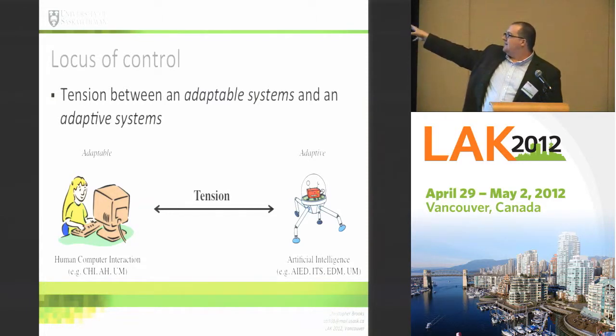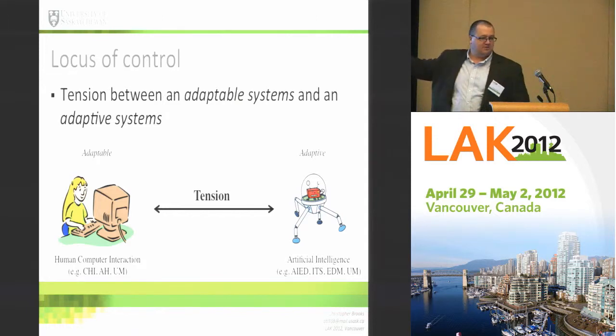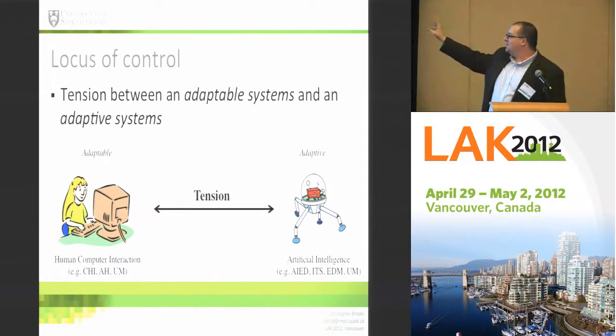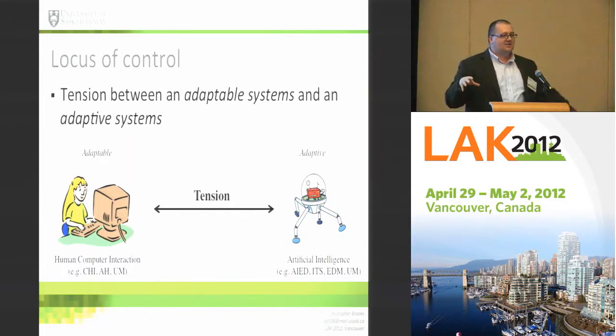Then we have the adaptive systems, which are much cooler. I'm from computer science, you can tell that. Which are much cooler because they're trying to actually just get in there and do it automatically so that people aren't involved. Intelligent tutoring systems, AI and education, educational data mining, and user modeling is actually quite common there.